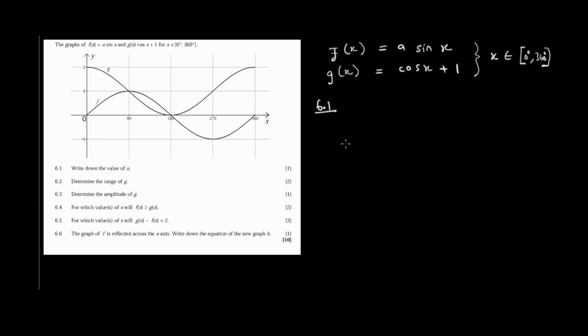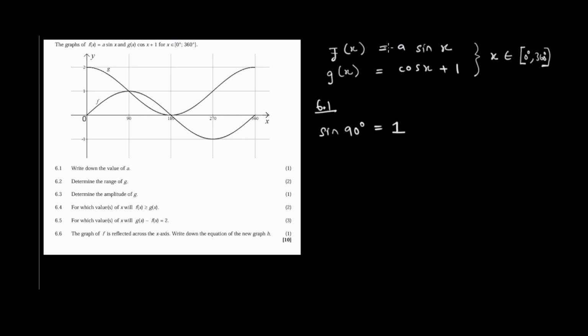So in order for us to answer 6.1, which is asking us to write down the value of a, how are we going to determine the value of a? We are going to use the knowledge we already possess, or are suspected to be possessing, of special angles. So we should already know that sine of 90 degrees is equal to 1.